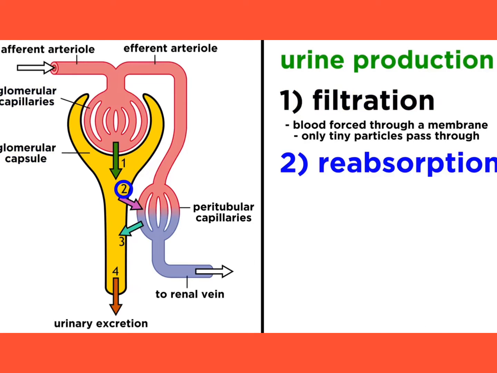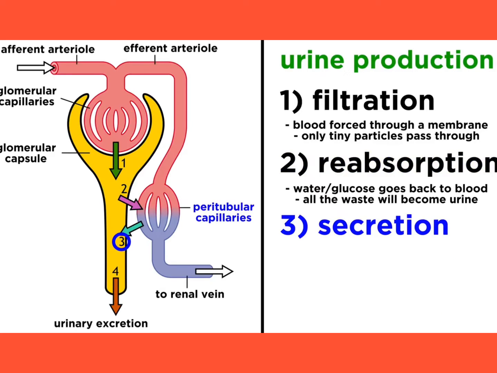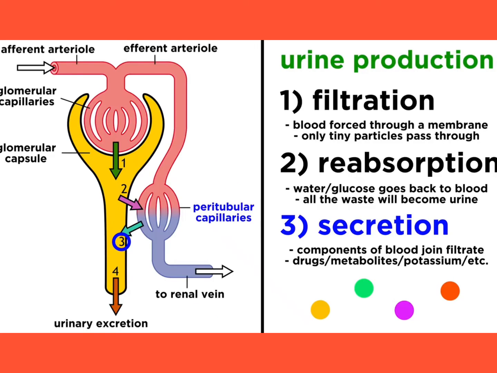The next step is tubular reabsorption. Here, most of the filtrate makes it back into the blood, like glucose, amino acids, and most of the water. Whatever doesn't get back in will become urine. The third step is tubular secretion. This is the opposite of tubular reabsorption in that some substances from blood make their way to the filtrate, like drugs and metabolites bound to proteins, excess potassium, and more. So urine will be a combination of substances that were filtered and substances that were secreted.